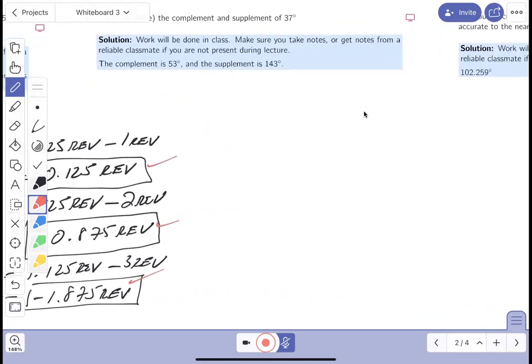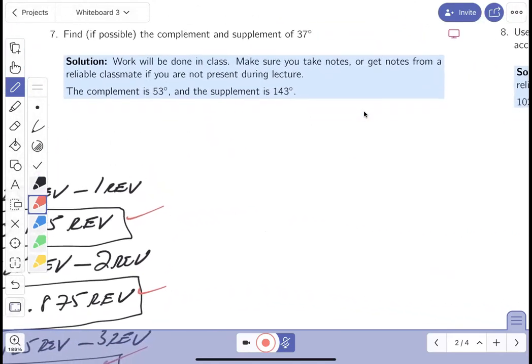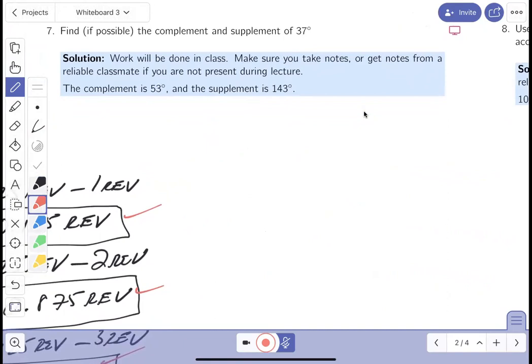All right, let me go to problem number 7. And it says, find, if possible, the complement and supplement. A complement has to be an acute angle. All right. And what's the complement going to be? I'll write this down for you. The complement, I'll just say C for complement, is going to be 90 degrees minus 37 degrees. And what's that going to give you? That's going to give you 53 degrees.